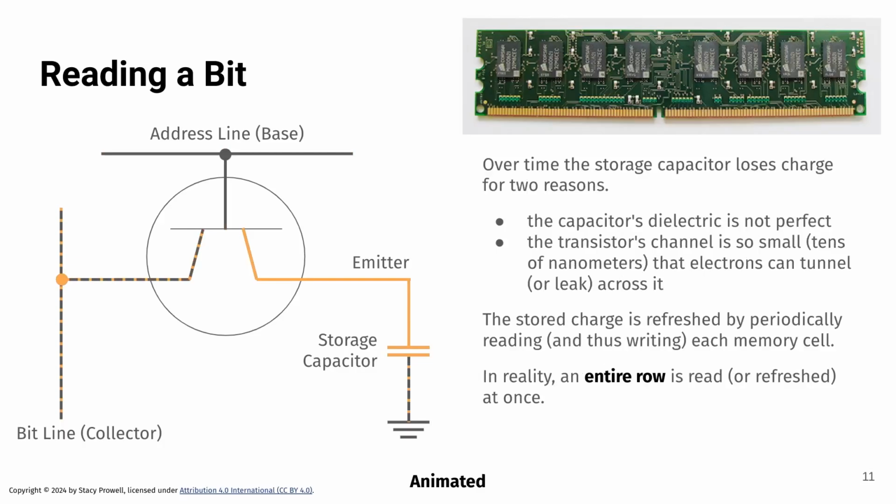Now, over time, the storage capacitor is going to lose charge, and that happens for two reasons. The capacitor's dielectric is not perfect, so that insulator between the plates is not perfect. Charge is going to leak across the capacitor. When you model a capacitor, sometimes you'll show a little resistor between the two plates in the full model of a capacitor. That little parallel resistance is a way to account for the bleed across the capacitor's dielectric.